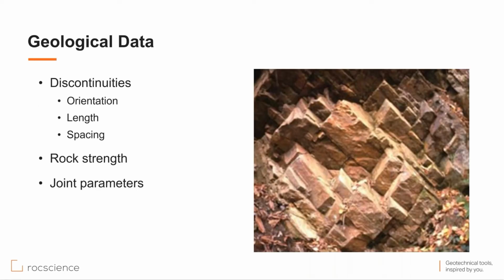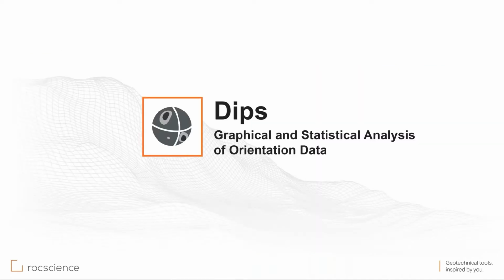Before we start any kind of analysis, we need to know some basics about the geology of the site, such as the orientation, length, and spacing of discontinuities. And since not all discontinuities are made the same, it is also useful to keep track of rock mass strength and joint parameters. DIPS is a useful tool for helping us identify, visualize, and analyze these key characteristics of discontinuities. DIPS is a stereographic projection program used for the analysis and presentation of orientation-based data.